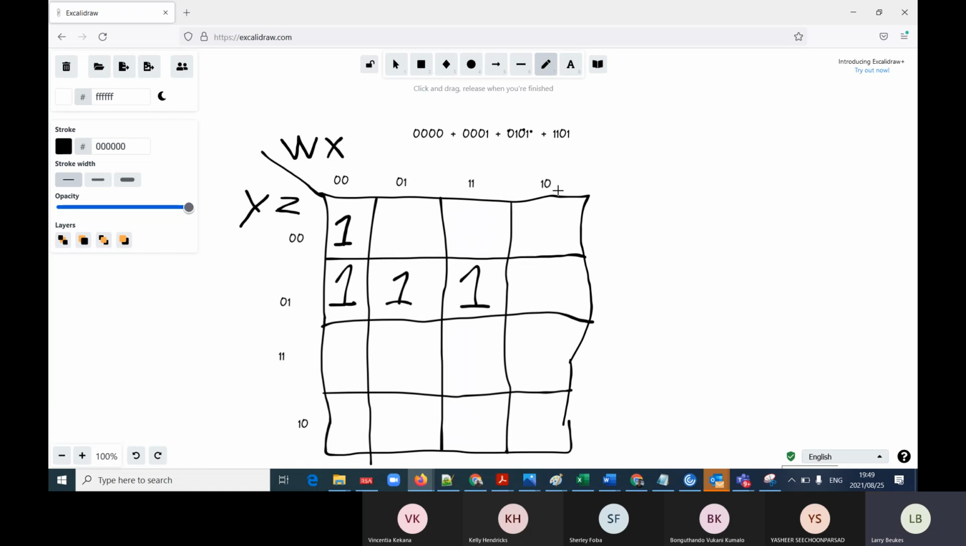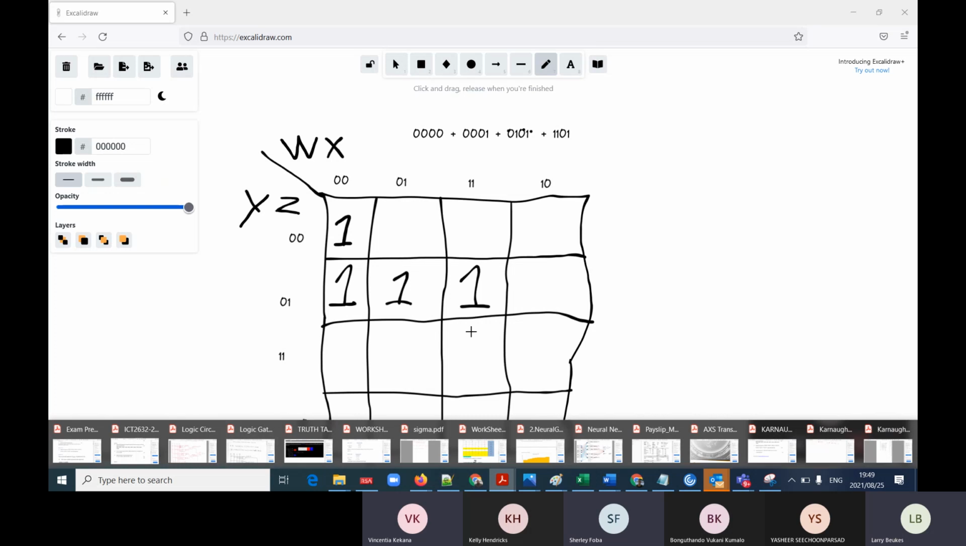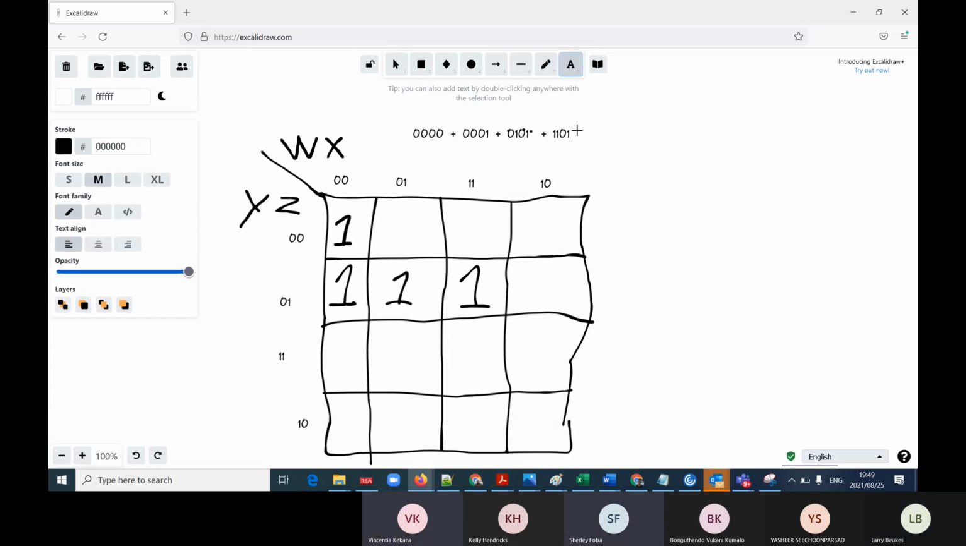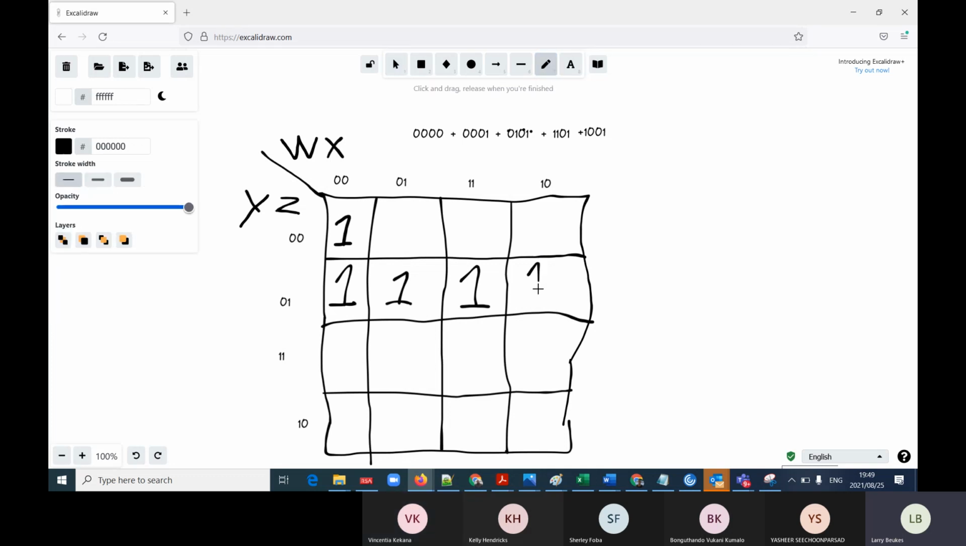No, sorry, I start here. You see, I was making that mistake of starting with WZ. What was it again? 1101. No, it can't be 1101. It's 1001. So it's going to come here. 1001 will come here. Is there someone who can tell me what's the next one?